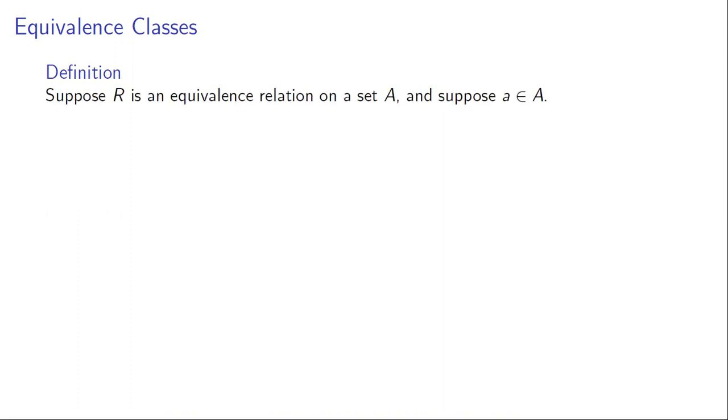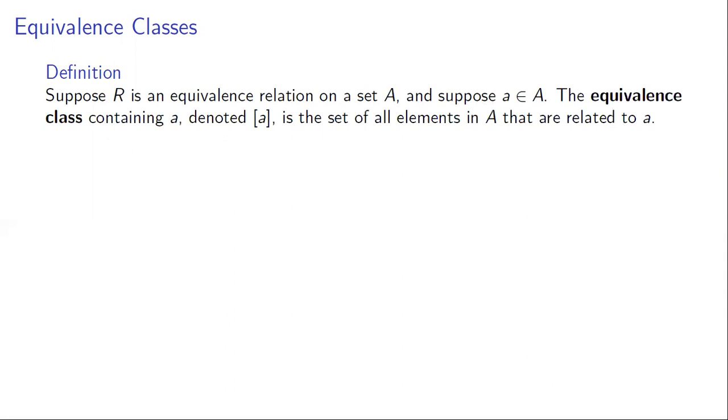Now, there's a closely related definition, which is equivalence classes. So suppose we have an equivalence relation R on a set A. Okay, so given an equivalence relation R on a set A, and suppose we have an element of A, little a, which is an element of big A. Again, big A is the set, and little a is an element of that set.